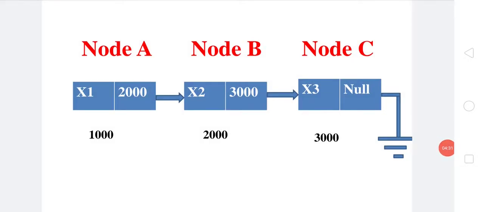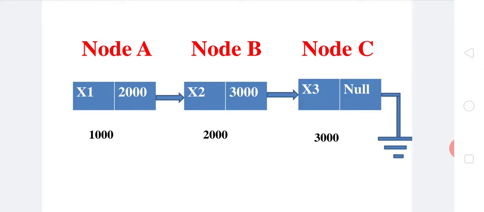Once again I will discuss this figure. The figure contains three nodes. The first node is node A, the second is node B and the last is node C. Basically, node A is stored at memory location 1000, node B is stored at memory location 2000, and node C is stored at memory location 3000.